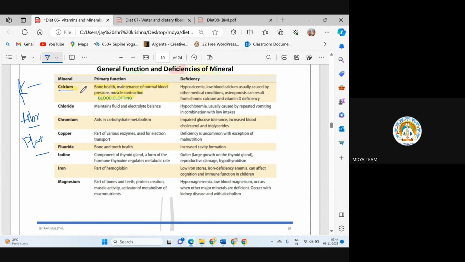Okay, so calcium deficiency will ultimately lead to osteoporosis and weakening of bones. This condition is known as hypocalcemia, a low blood calcium level. And you just need to remember osteoporosis and weakening of bones.